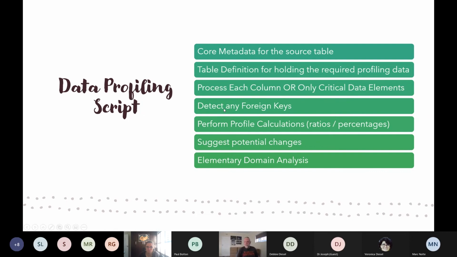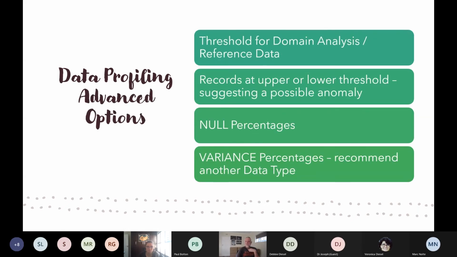Detect if you could use any foreign keys. Perform profile calculations, ratios, percentages. Suggest potential changes to your data. And then there's an elementary domain analysis. So that's what the script provides out of the box. And now if you have the advanced options, we can do a domain analysis for reference data to see whether this would be a good candidate to do reference data on. We can look at the upper and lower thresholds, which records are there.